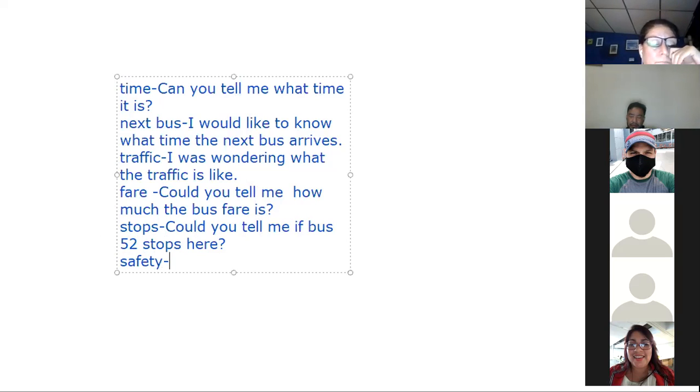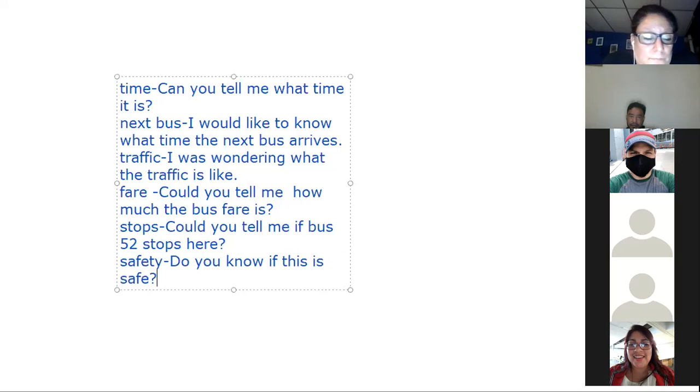Do you know? Hey, ahí ponen. Do you know if this bus is safe? It's safe, right? Aquí safety es el sustantivo, safe is the adjective. All right. You know if this bus is safe. Good. Like it. Very good, guys. Well, man, I know what we're gonna review. Definitely. I do know what we're going to review tomorrow, I mean, on Friday in our review session.